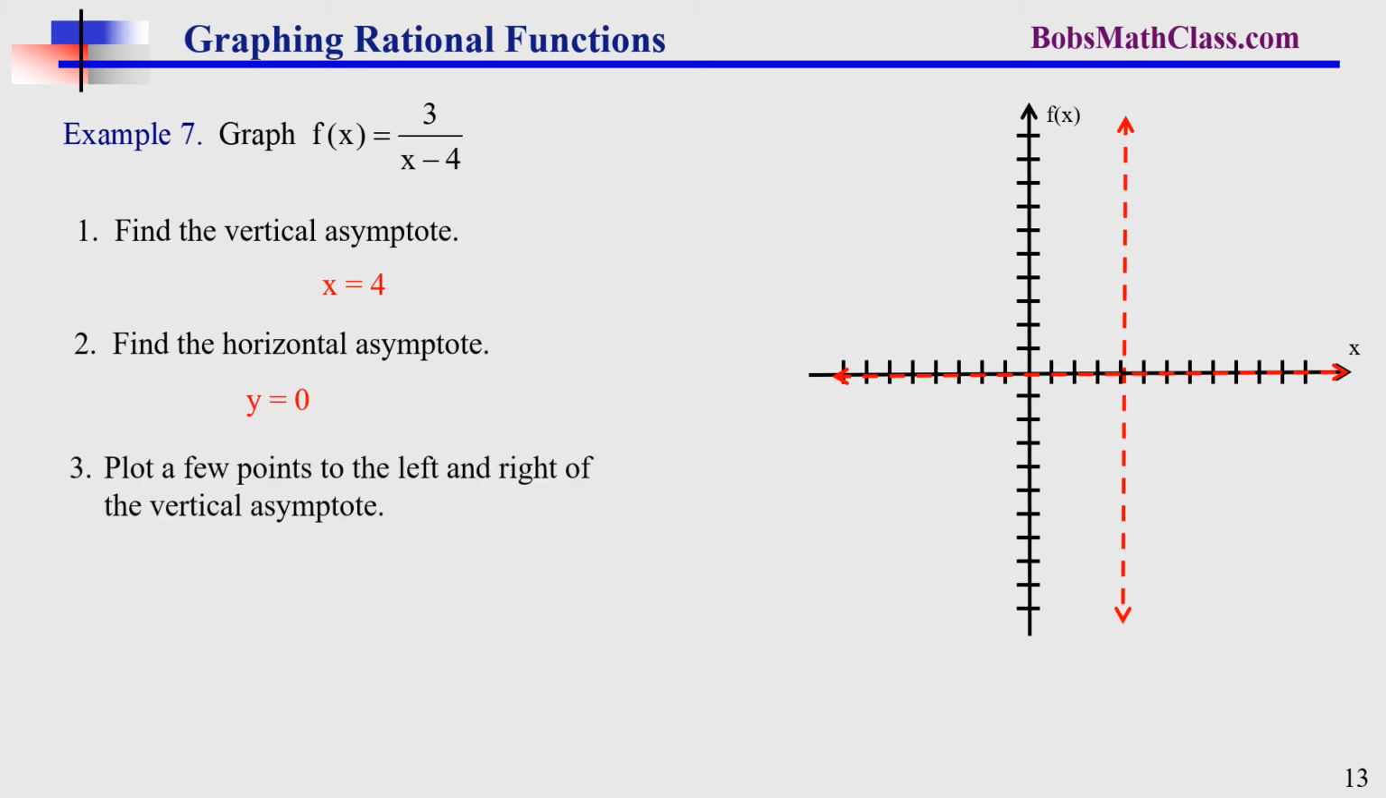Okay, now let's pick some points. So what points to choose for your table? Look at your vertical asymptotes. In this case, there's just one, but anytime you have a vertical asymptote, pick points on both sides of that vertical asymptote. So because this vertical asymptote is at 4, then pick points to the left of 4 and to the right of 4.